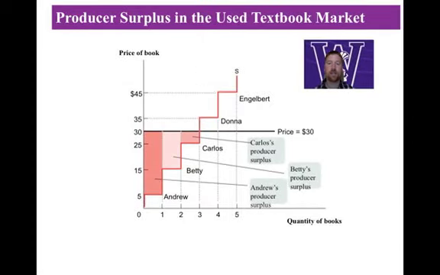So if the price is $30 for the textbook, only Carlos, Betty, and Andrew will be the ones selling their textbook. For Engelbert and Donna, there just wasn't enough money for them, it wasn't worth it for them to sell it. So Carlos, here you can see his producer surplus of 30 minus 25, and Betty's producer surplus, and finally Andrew's producer surplus.